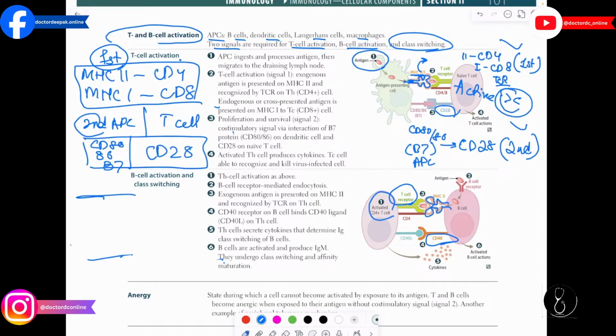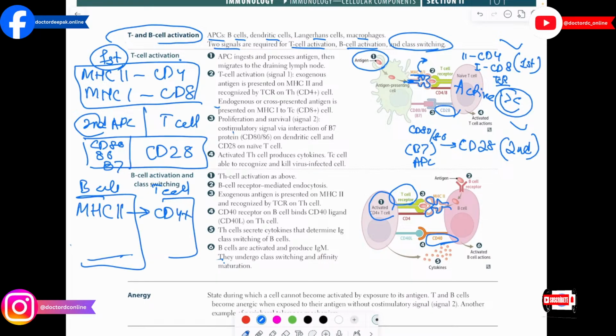Same here: I am drawing the B cell here and the T cell here. In the B cell there is already MHC class 2 attached, which is going to interact with CD4 positive. And for the second signal, the B cell has the CD40 surface marker, which is going to attach with the CD40 ligand. By this the B cell will activate and there will be class switching.